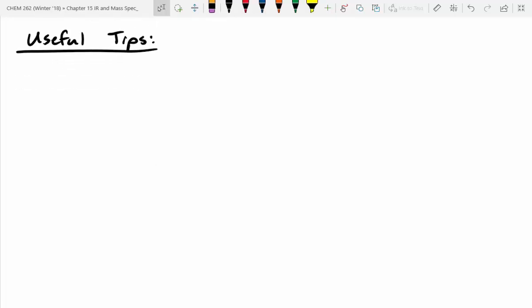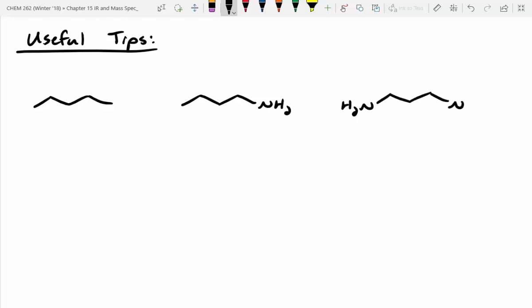So let's take a look at pentane. We'll compare this to some nitrogen analogs. I'm going to swap out one of those carbons for a nitrogen. And then over here, I'm going to swap out 2 carbons for nitrogens.